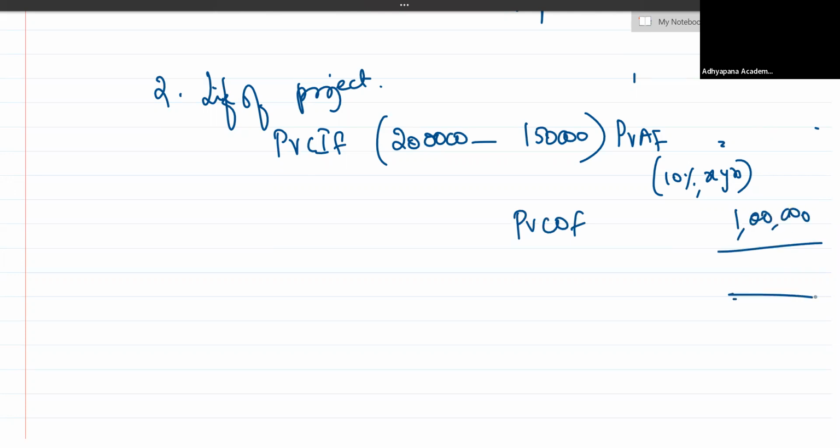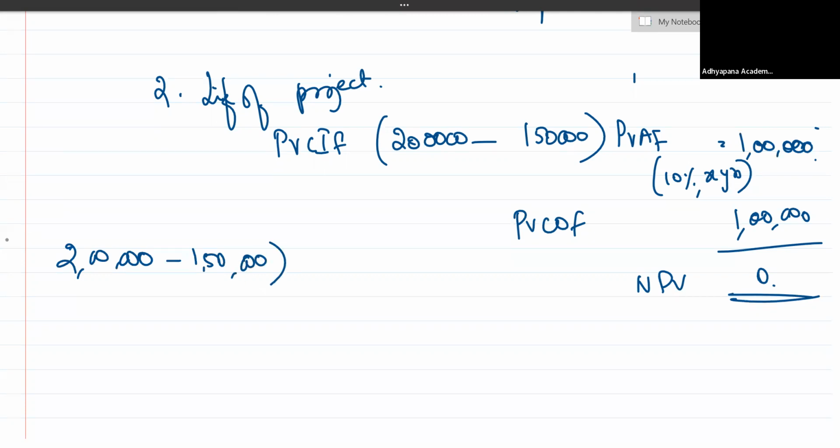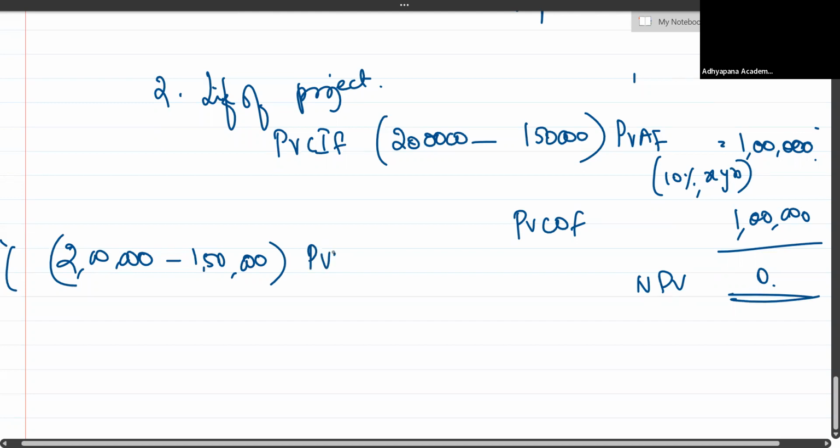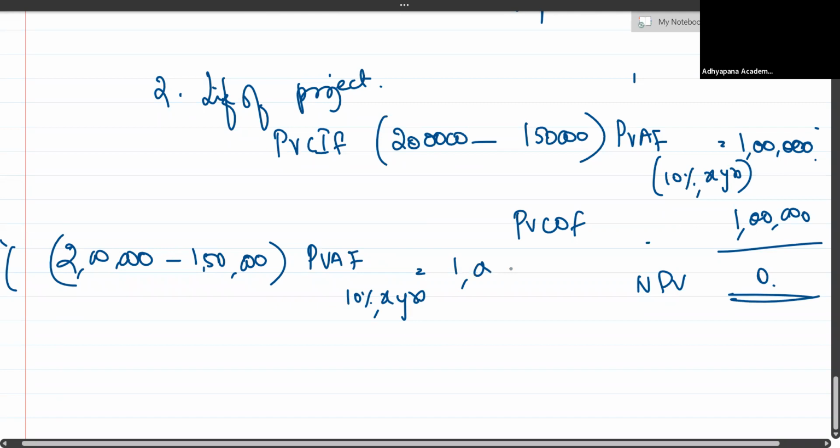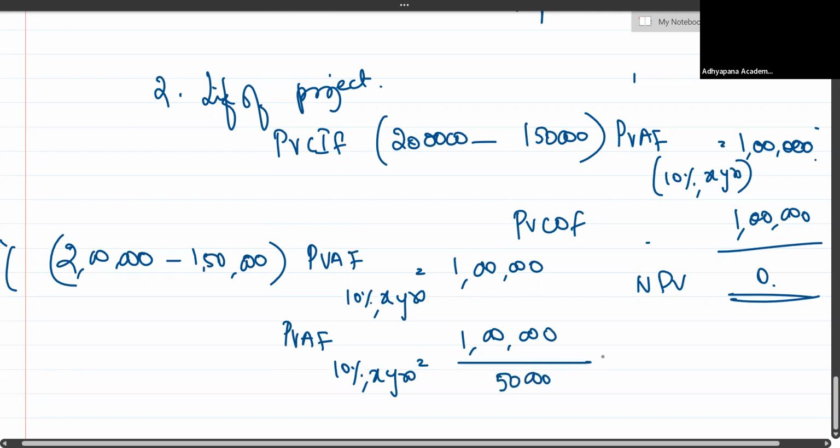Now I'm going to measure sensitivity. How will I measure sensitivity? I will measure sensitivity keeping NPV as 0. When NPV is 0, the present value of cash inflows is 1 lakh, which means 2 lakhs minus 1,50,000 into the present value annuity factor, I'm equating that for X years to 1 lakh, which means how much will be your present value annuity factor? The present value annuity factor at 10% for X years will be 1 lakh divided by 50,000, which is 2.